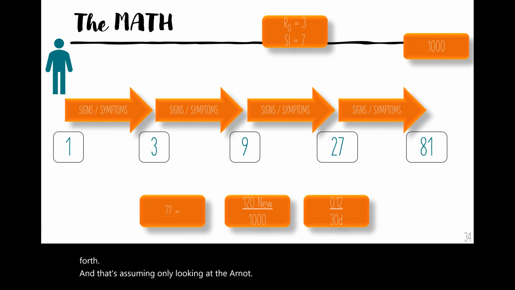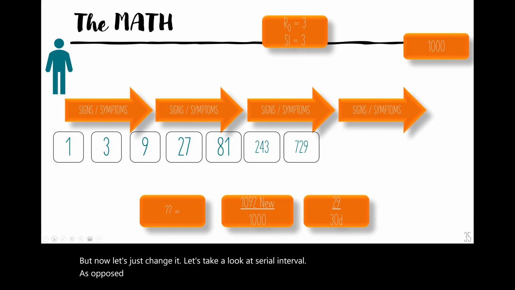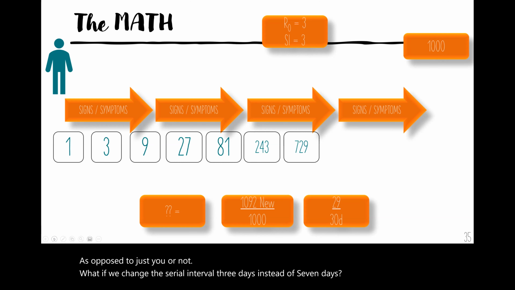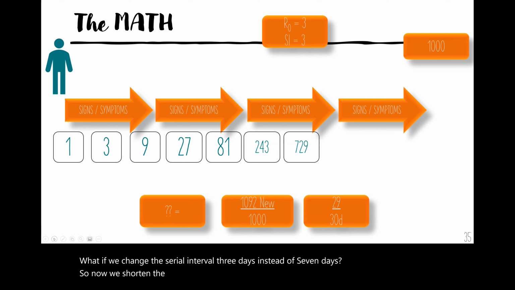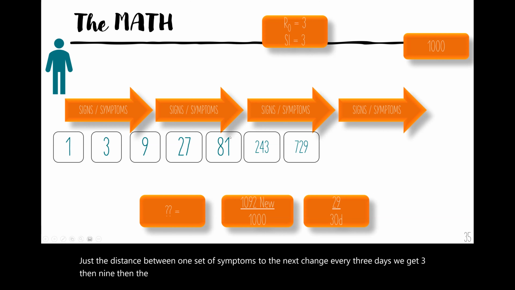But now let's change it. Let's take a look at the serial interval as opposed to just the R naught. What if we change the serial interval to 3 days instead of 7 days? So now we shorten the number. Same R naught of 3. The R naught is still the same number, just the distance between one set of symptoms and the next has changed. Now, every 3 days we get 3, then 9, then the 27, then the 81 that we saw before.